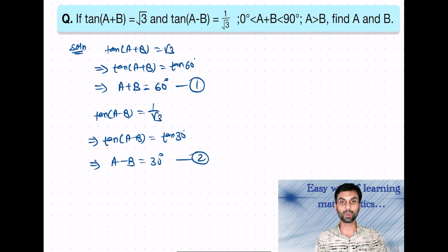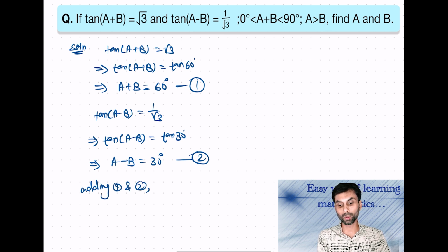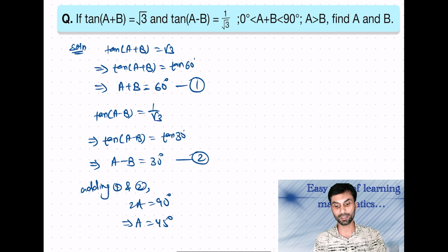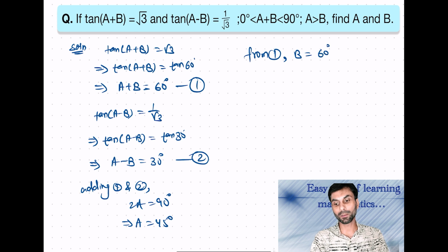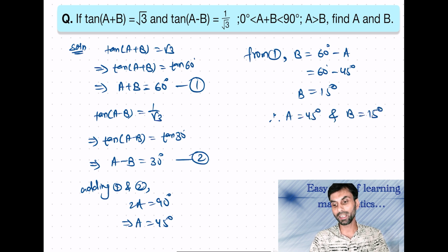Now we have two equations with two unknowns, and we know how to solve these equations. So when we add 1 and 2, we'll get 2A equals to 90 degree, and that means A equals to 45 degree. So that is angle A. Now from the first equation, the value of angle B will become 60 degree minus angle A, which will be 60 degree minus 45 degree, and we'll get the value of B as 15 degree. So therefore, angle A is 45 degree and angle B is 15 degree. And this is one of the important questions.